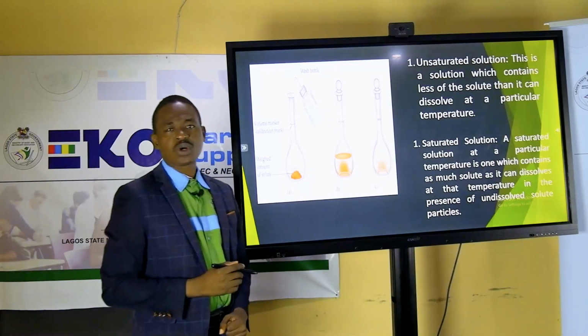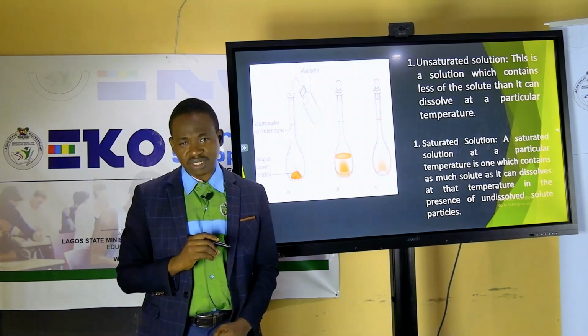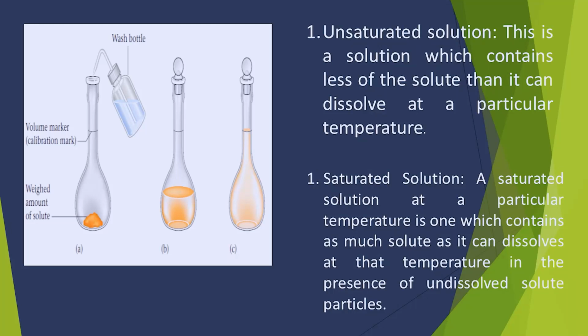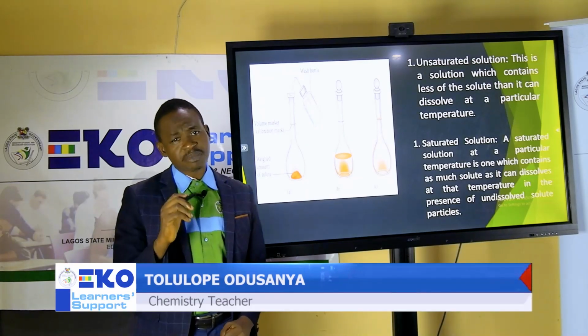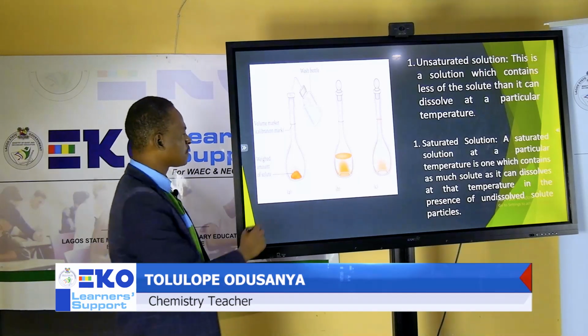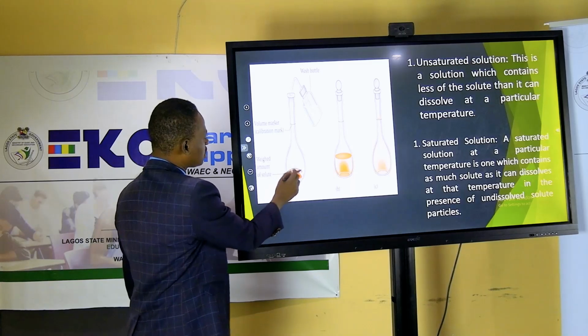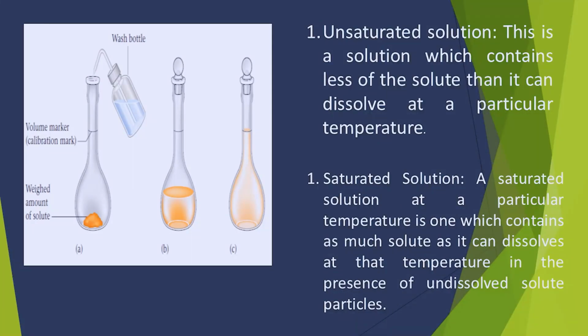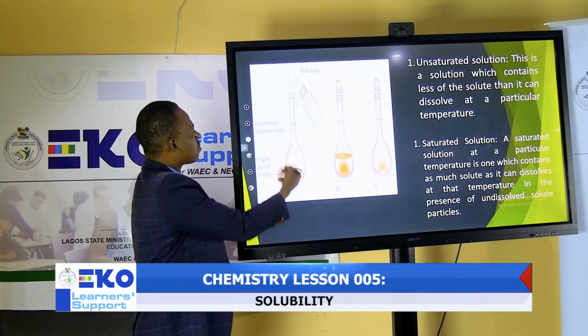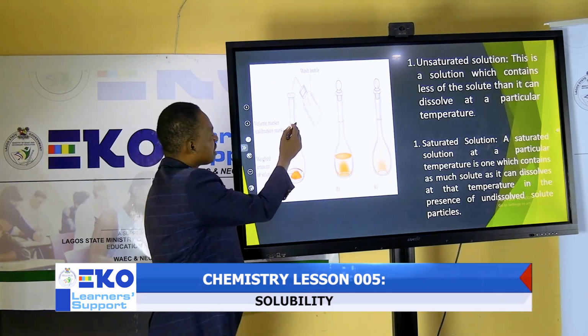Now, what do we call unsaturated solution and what is saturated solution? Remember as well that we have supersaturated solution. Now, basically, when you say unsaturated solution, look at this particular solution. This is solute. So what happened? I'm adding water to the solute inside what we call a volumetric flask. So this volumetric flask is calibrated here.